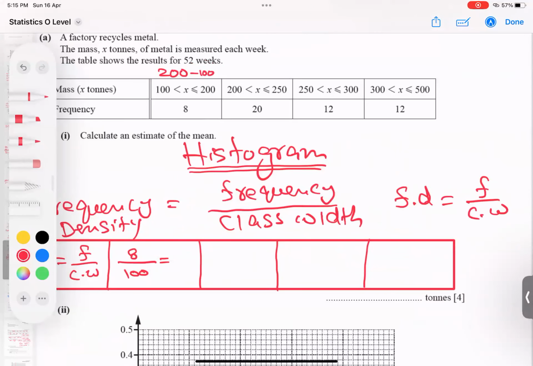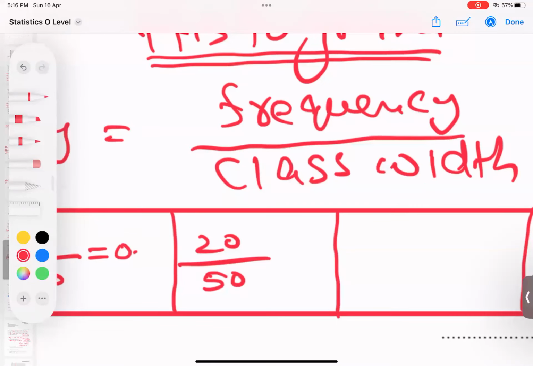Second one. Frequency is 20, so I'm writing 20 here. And class width is the difference of them. So 250 minus 200, the answer becomes 50. I'm writing 50 under it. I'm typing as it is, 8 by 100, so it gives us 0.08. And 20 by 50, or 2 by 5, gives us 0.4.